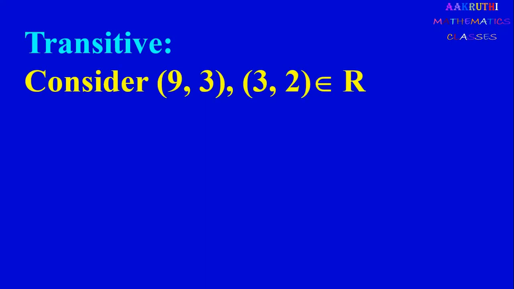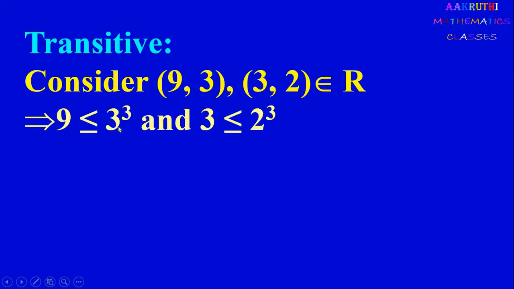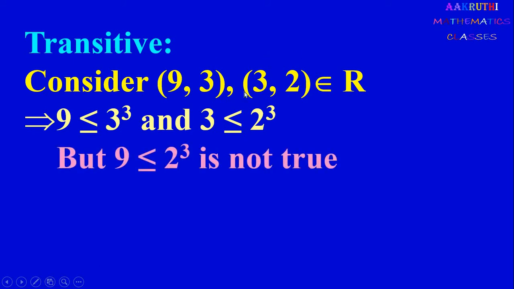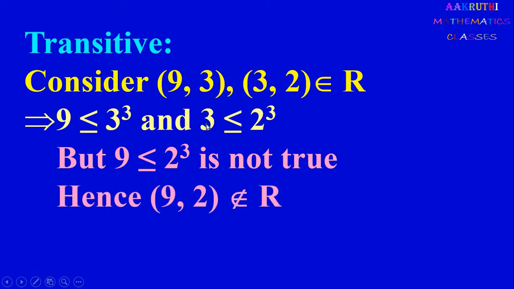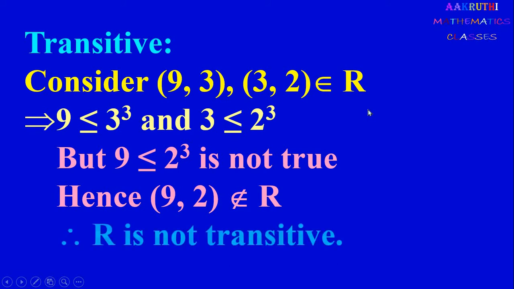So next we check transitive relation. We consider (9, 3) and (3, 2) belongs to R. Since 9 is less than or equal to 3 cube and 3 is less than or equal to 2 cube, that is 9 is less than or equal to 27 and 3 is less than or equal to 8, it is true. So (9, 3) and (3, 2) belong to R. But 9 less than or equal to 2 cube is not true. Therefore (9, 2) does not belong to R. Therefore this relation is not transitive. So therefore this relation is not reflexive, not symmetric and not transitive.